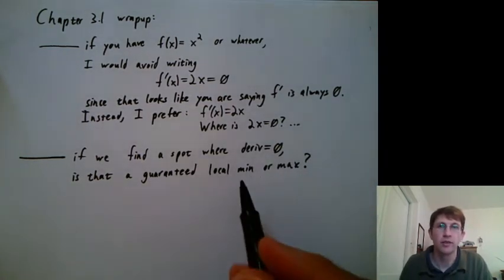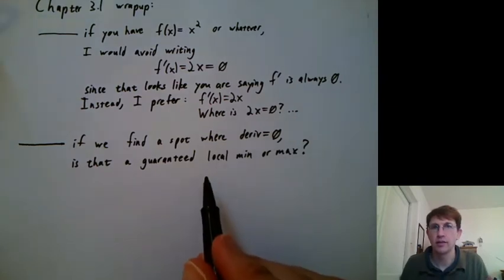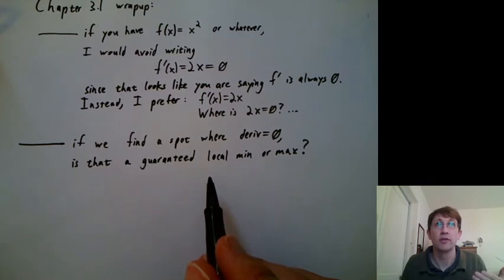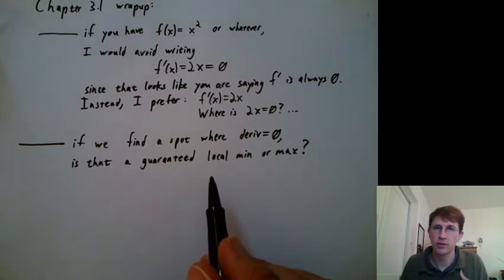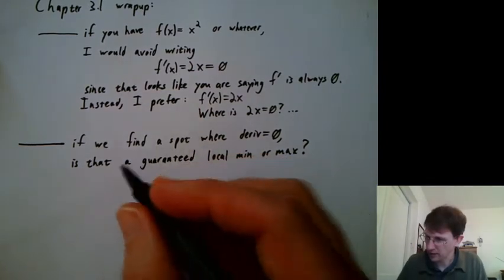I have a puzzle for you. If we find a spot where the derivative is 0, is that a guaranteed local min or local max? We saw before where we saw a derivative was 0, it wasn't a guaranteed global min or global max, but is it a guaranteed local min or local max? See if you can think of a counterexample. Pause the video. All right, welcome back.